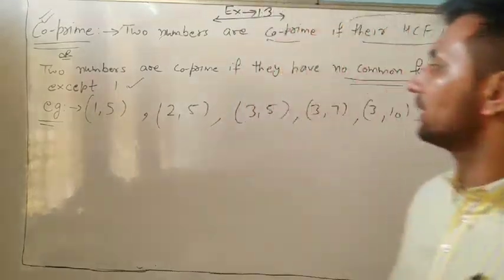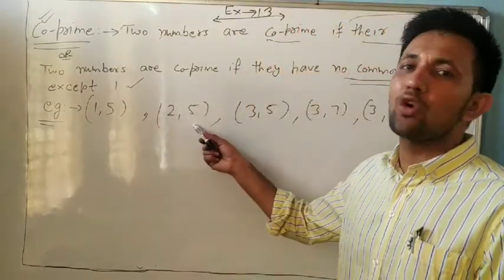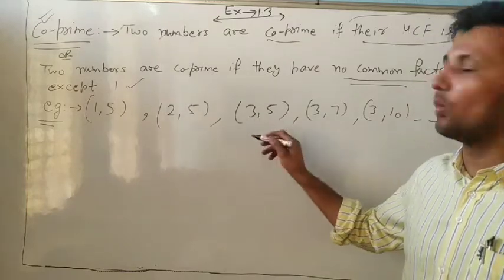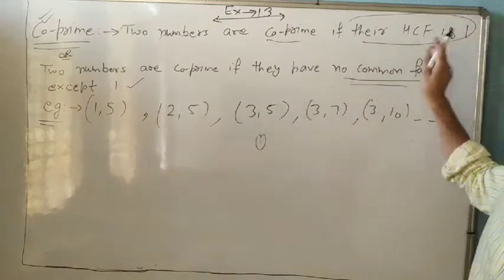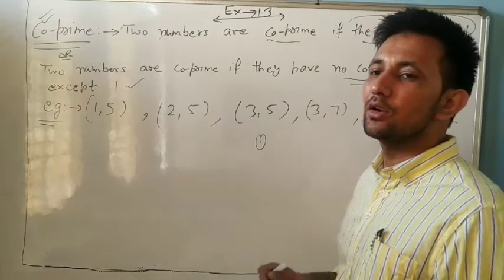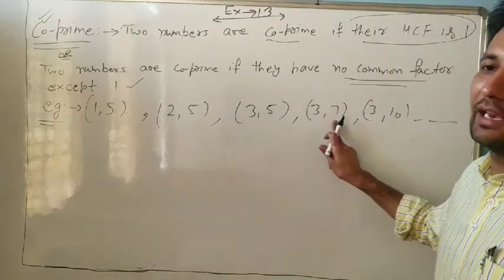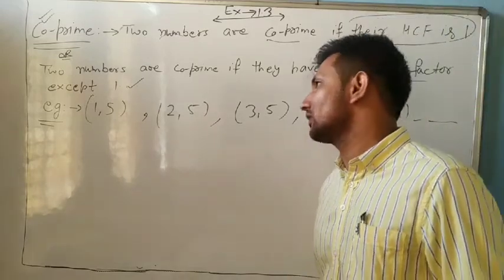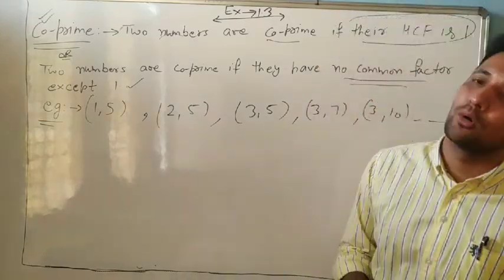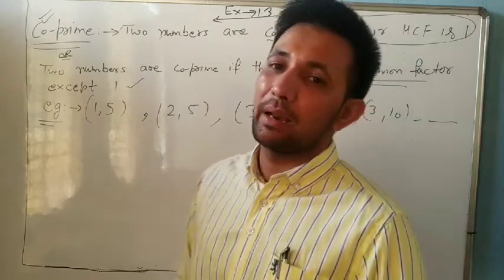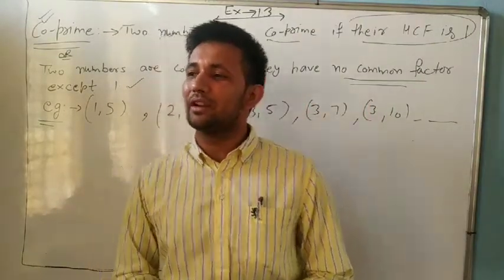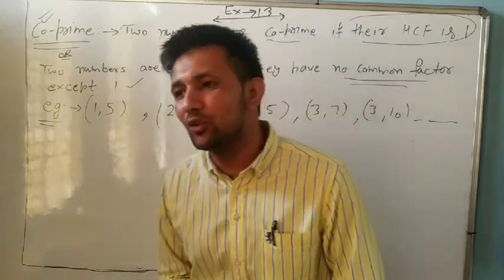Suppose 2 and 5, there is no common factor. 3 and 5, what is the HCF of 3 and 5? 1. That means if the HCF is 1, we can say that it is co-prime. 3 and 7, any common factor? No, it is co-prime. So remember this one, it is very important. And one more, irrational number. Everyone knows what a rational number is? A number which can be written in P by Q form.